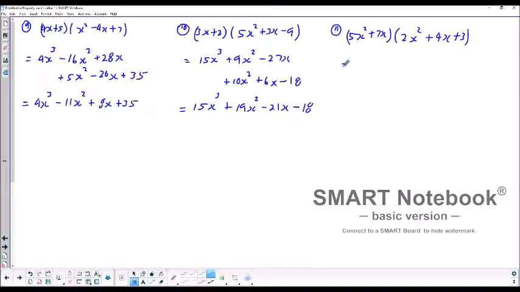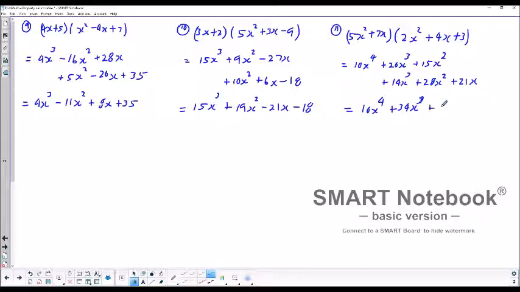And then for question 11, again, distributing through, we've got 10x to the power 4 plus 20x cubed plus 15x squared. Then I multiply in here, so I've got plus 14x cubed plus 28x squared plus 21x. And I simplify again. So you got 10x to the power 4 plus 34x cubed plus 43x squared plus 21x.